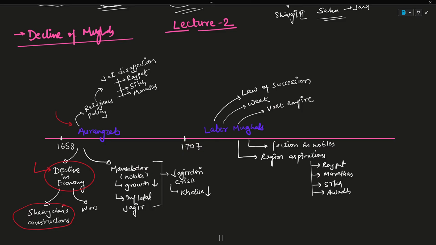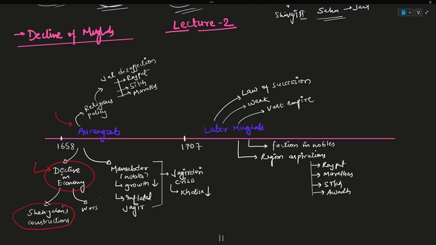This was one of the reasons, in which the majority of the funds of the empire was going into the construction which was made by Shah Jahan. And yes, this leads to decline in the economy.